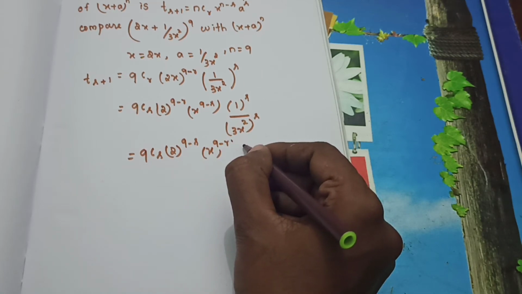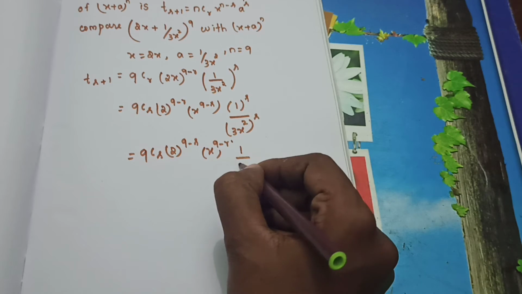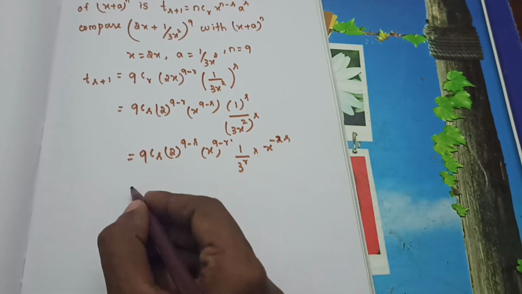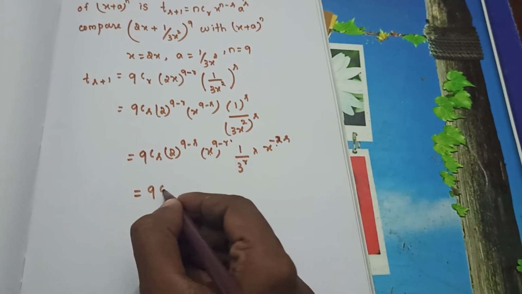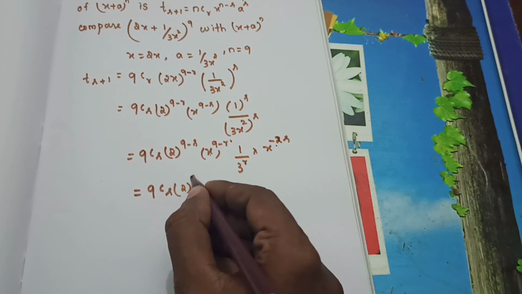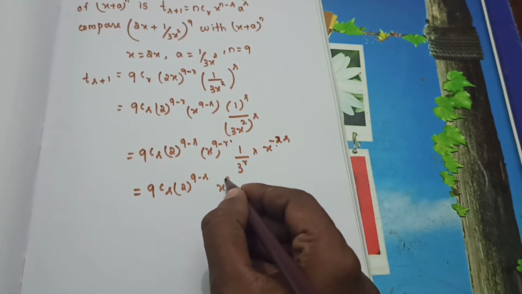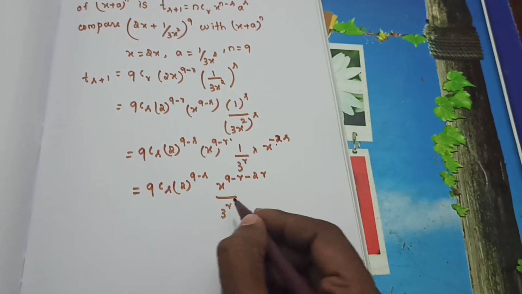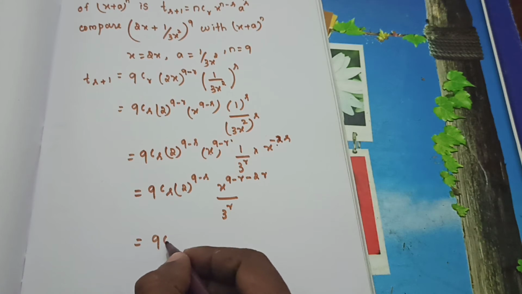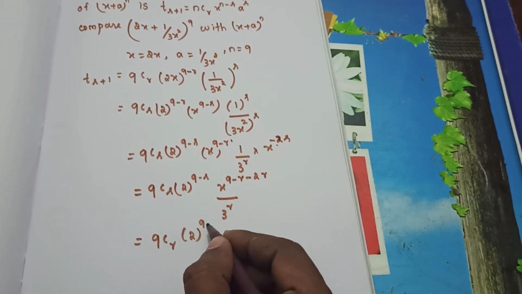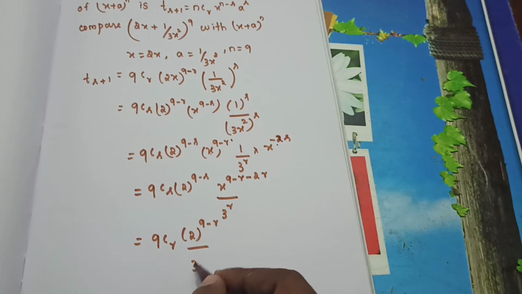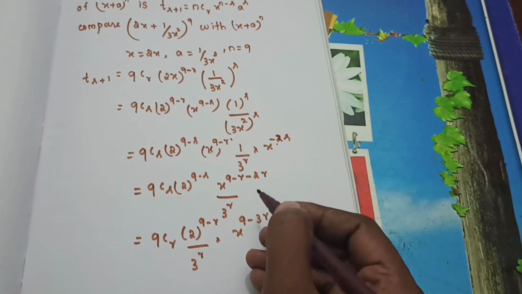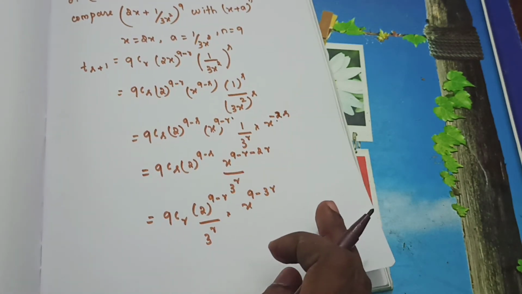So this 1^r, the value is 1, over 3^r. This x you can bring to the numerator as x^(−2r). Okay. Now you simplify this: 9Cr 2^(9−r) x^(9−r−2r), divided by 3^r. So when you are simplifying, 9Cr 2^(9−r) by 3^r, everything into x^(9−3r). Now we need to find the term independent of x.